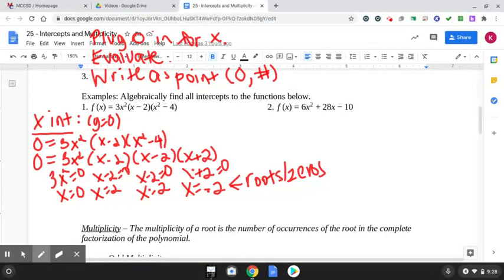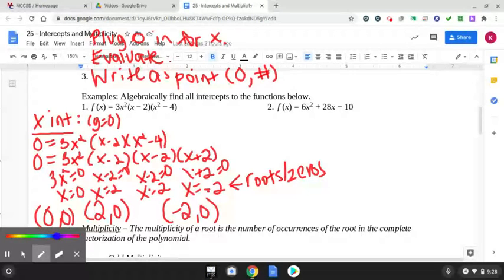To then make them x-intercepts, you're going to write them as the points. So this first one's going to be 0, 0, 2, 0. I'm not going to write 2, 0 again, and then we also have negative 2, 0. So that's how to algebraically find the x-intercepts. So I'm going to do the y here, and then I'm going to erase it for when we do number 2. So my y-intercepts now, again, this is still for number 1.